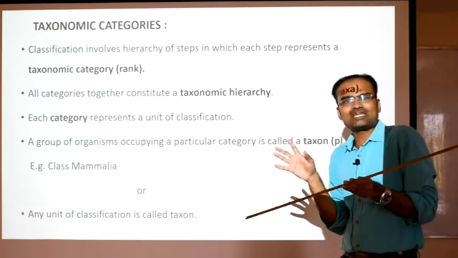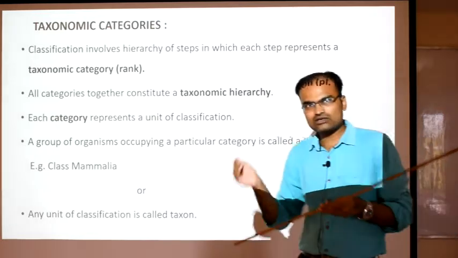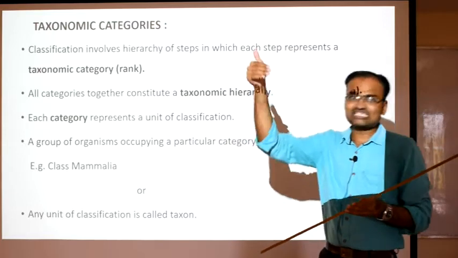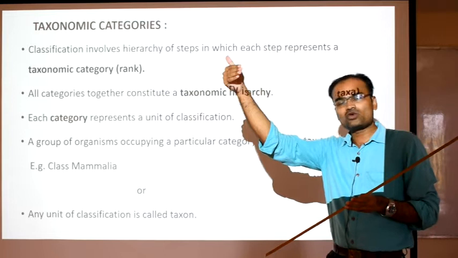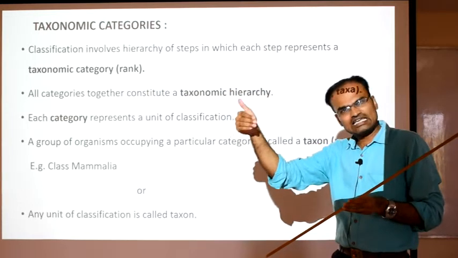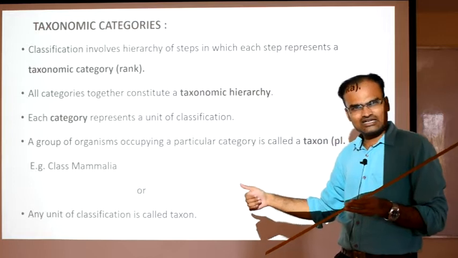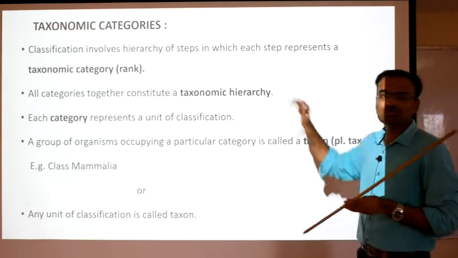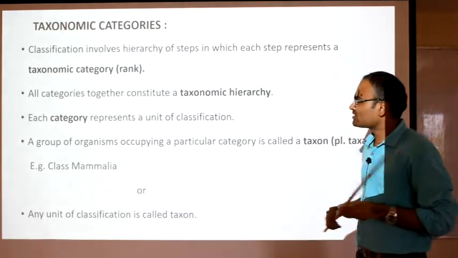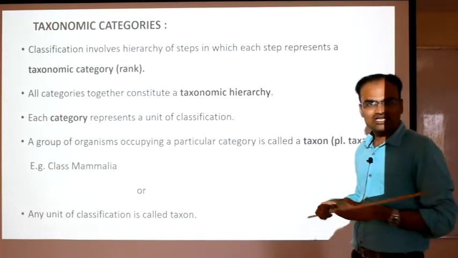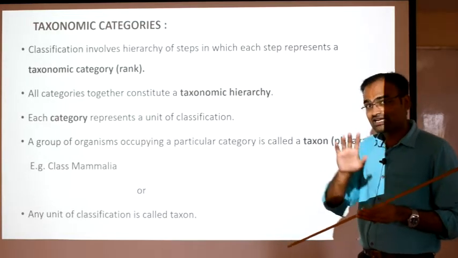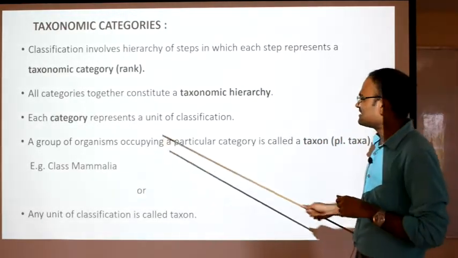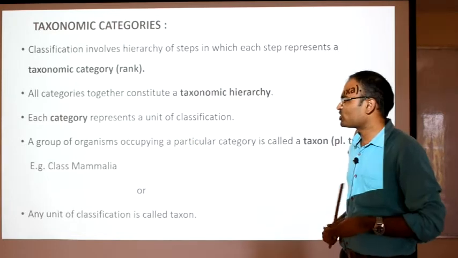So how to understand this? For example, consider any public sector or private sector. The employees working there form a classification system, starting from the top: president, vice president, secretary, manager, deputy manager and clerk, isn't it? So it is called a hierarchy in the professional world. Like that, in taxonomical study also there will be a hierarchy. Each category represents a unit of classification. Broadly, only 7 steps are there, and each step or category represents a unit of classification.